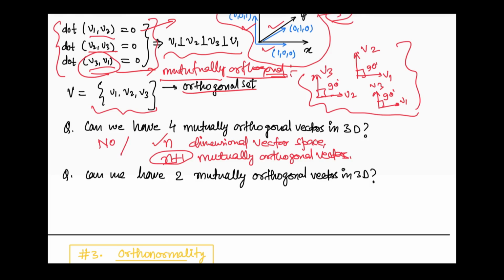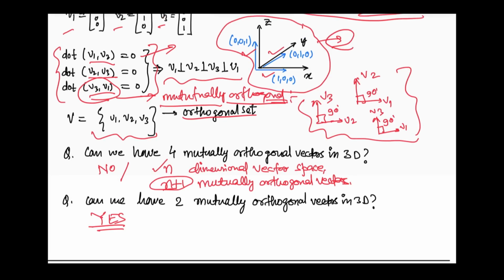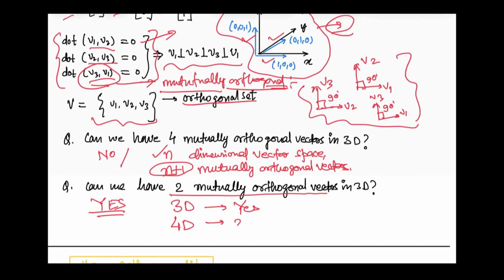Can we have two mutually orthogonal vectors in a 3D space? Yes, we can. This is the reverse case of the above part. In the above part, the number of mutually orthogonal vectors is more than the dimension of the space, which is not feasible. But the second case is feasible. If I have a three-dimensional space, can I have two mutually orthogonal vectors? Yes, I can. Similarly, if I have a four-dimensional vector space, can I have three mutually orthogonal vectors?